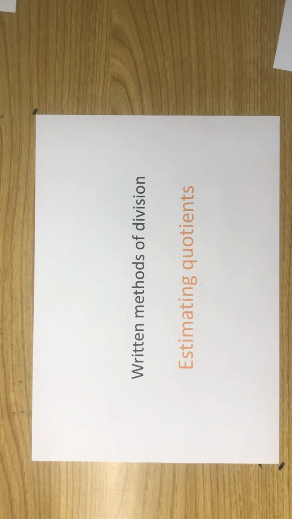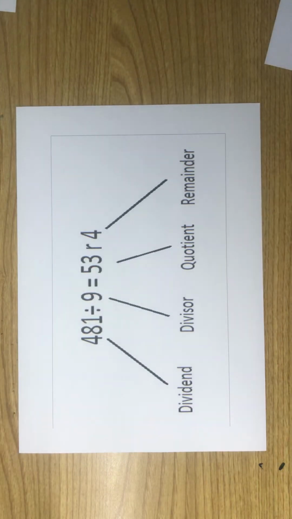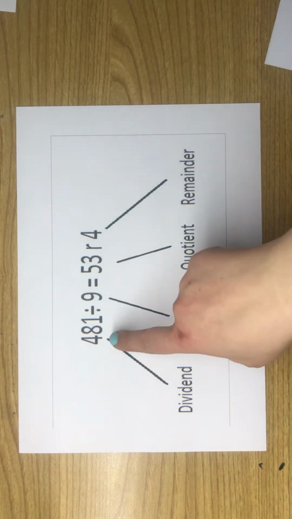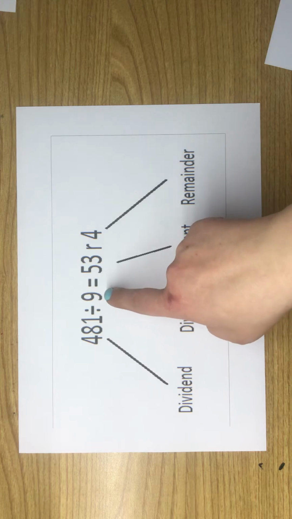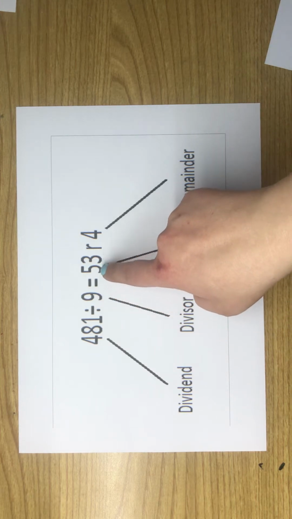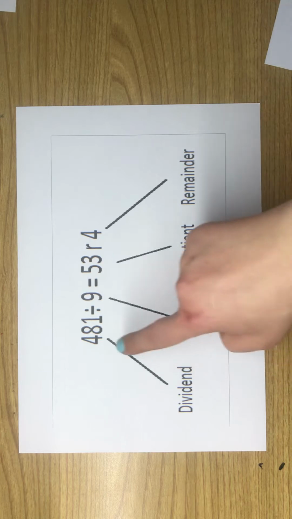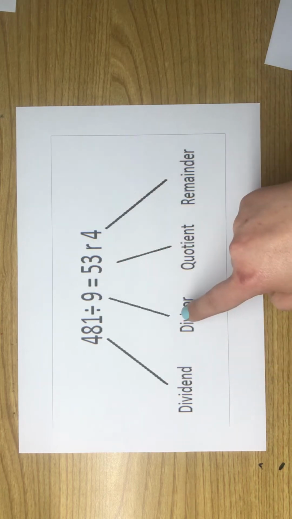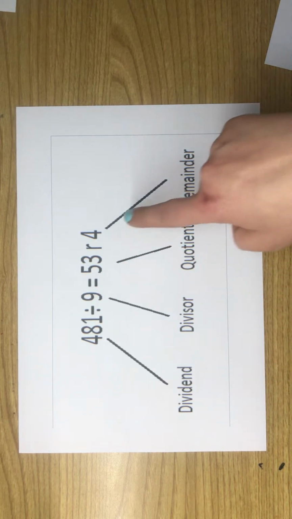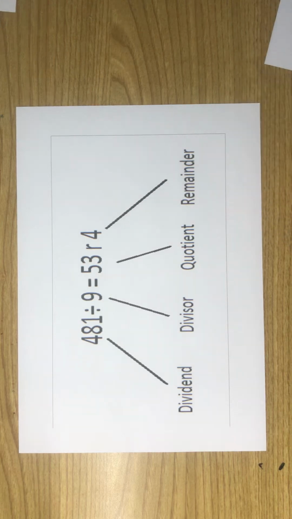As long as we are done with long division, today we are going to start with estimating quotient. But first, let us revise some words. In this example, 481 divided by 9, the quotient is 53 and the remainder is 4. Remember, this is the dividend, this is the divisor, this is the quotient, and last thing, this is the remainder.